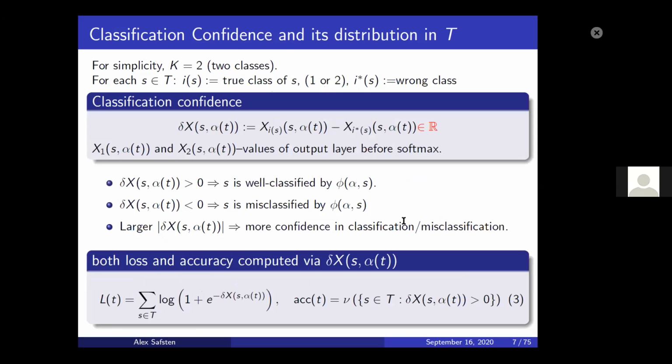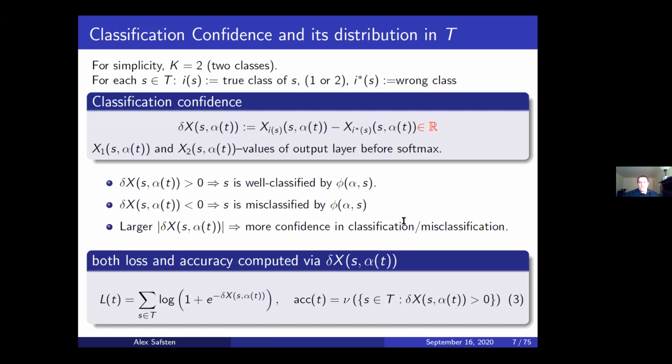Okay, so I will discuss the tools that we will use to explore stability. The first is classification confidence and its distribution. So for simplicity, for the remainder of this talk, I will assume that we have only two classes. And so for each S in our training set T, we have I of S, which is the true class of S, and we have I star of S, which is the wrong class, the other one.